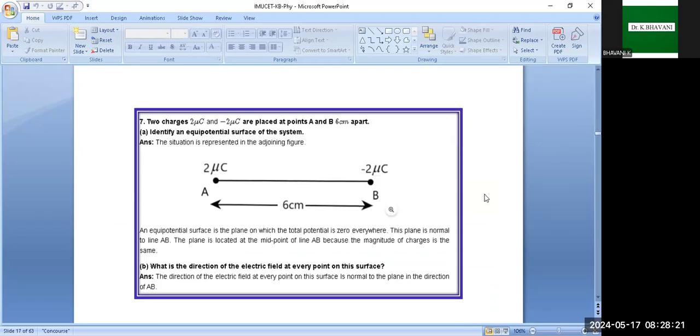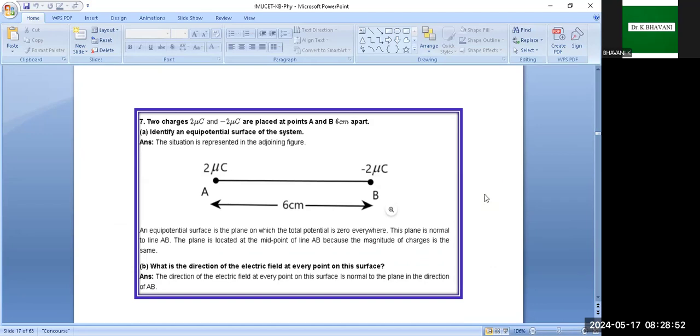So here guys, this is also a very simple numerical. The two charges they have given are in a straight line. Let us assume one point is A and the other point is B. The charge at A is 2 μC and at B is minus 2 μC, and the distance between these two points is 6 centimeter. Now what they are asking us is to identify the equipotential surface of the system.